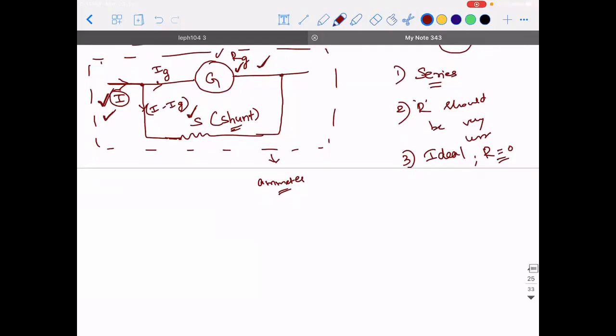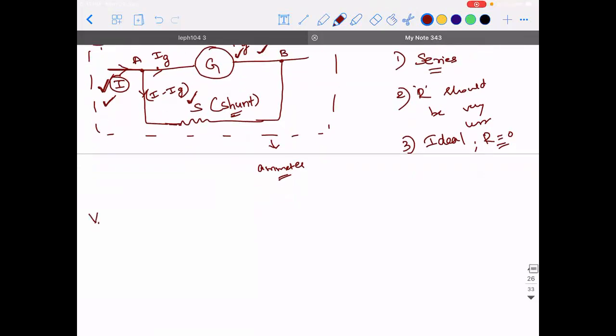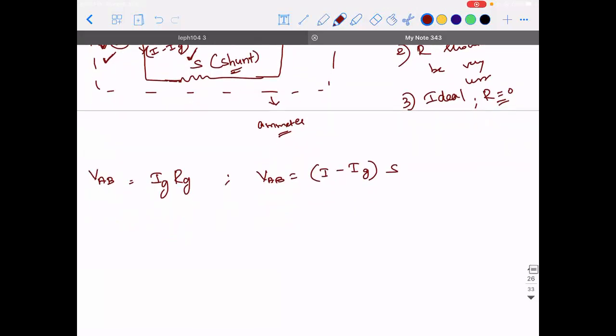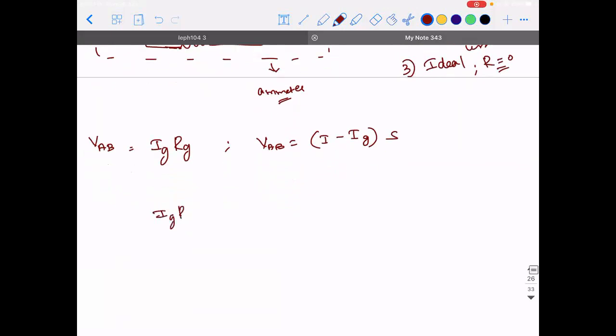If I take these points as A and B, listen carefully. What is the potential difference across AB? According to Ohm's law, I can write it as IG into RG. The shunt resistance is also connected between the same points A and B, so I can write VAB is equal to (I minus IG) into S. Since they are both in parallel, from the basics of parallel connection, the potential difference will be the same. So IG into RG is equal to (I minus IG) into S.